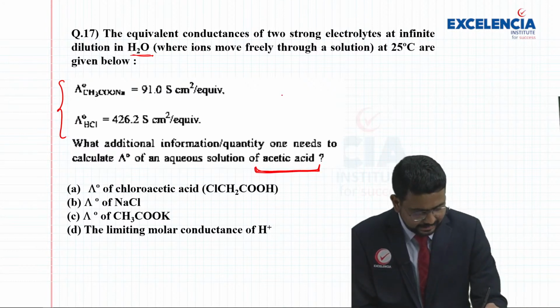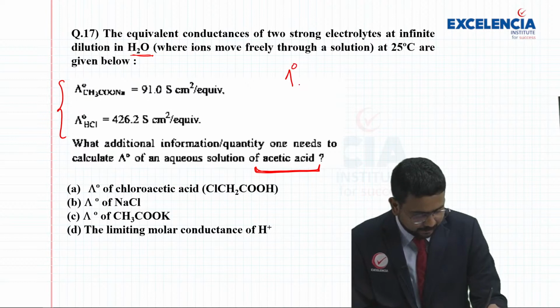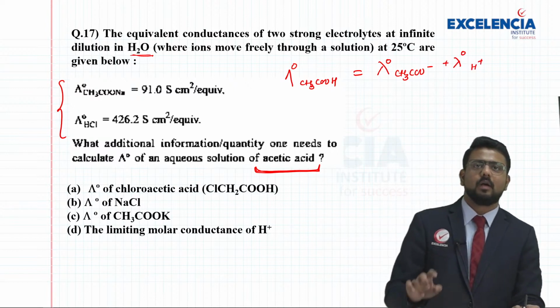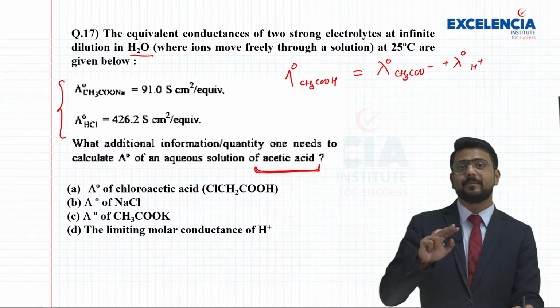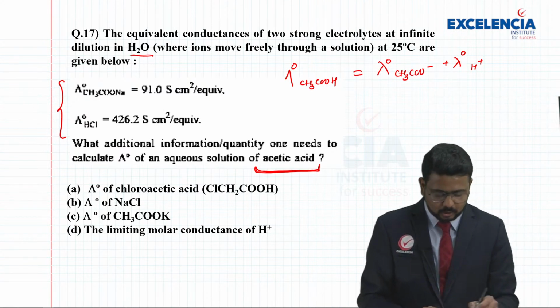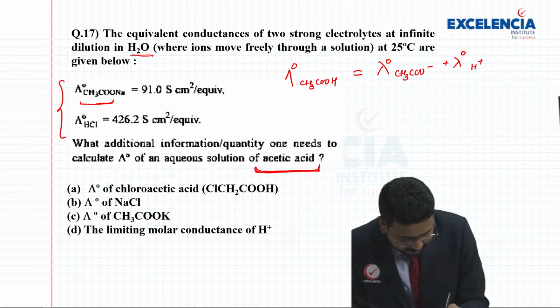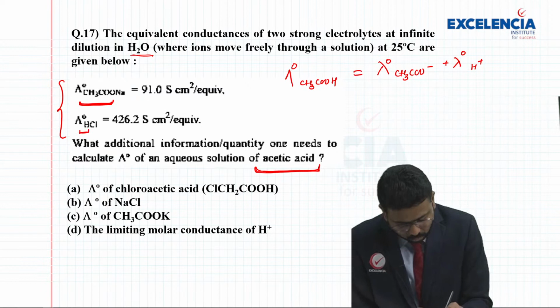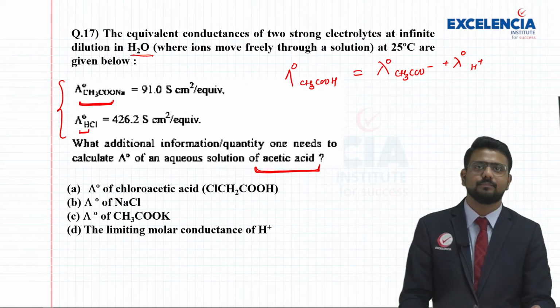Now we know that for acetic acid, CH3COOH, if I want to find its lambda naught value, it is basically lambda naught of CH3COO minus plus lambda naught of H plus, without any doubt. Now you have already been given the lambda naught values for sodium acetate and HCl. So from this you get the source of acetate ions, right? And from here definitely you get the source of H plus ions, yes or no?